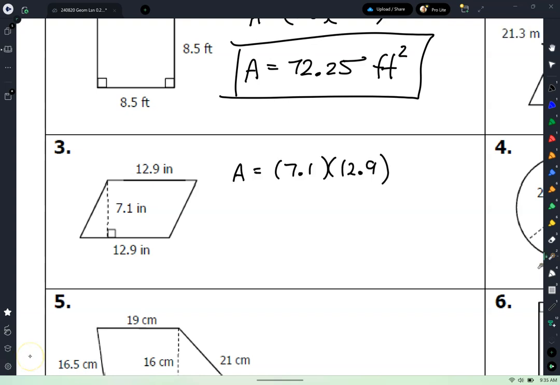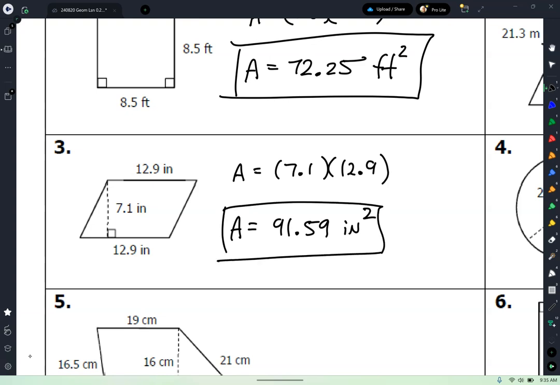All right, setting up the problem should have looked like that, right? Because we're talking about a parallelogram here. So we've got a base and a height. That's all we're doing. It's the area of a base and a height. So we multiply those two numbers together, and then we come up with the area is 91.59 square inches, or inches squared. Yeah? Everybody okay so far? Any questions?